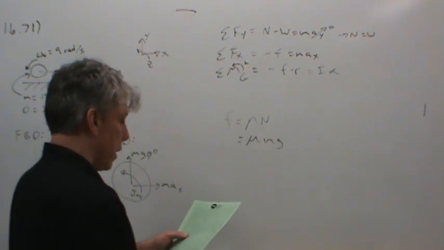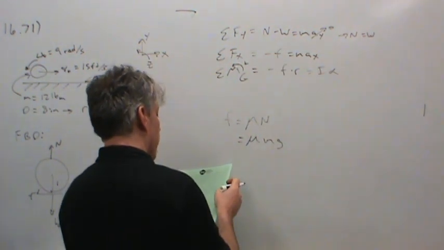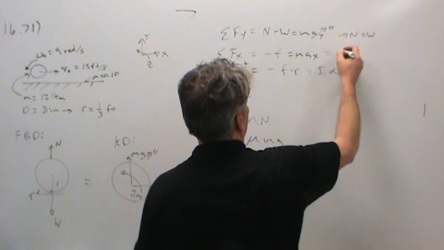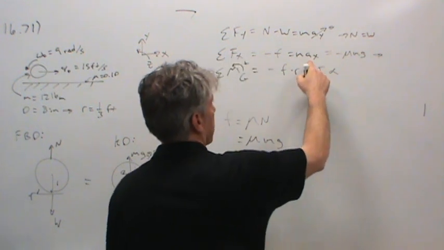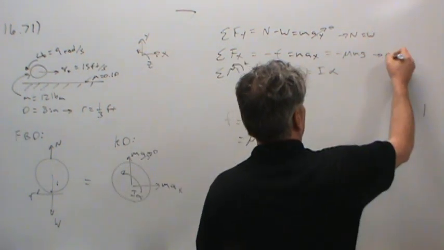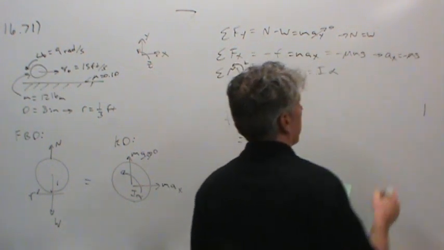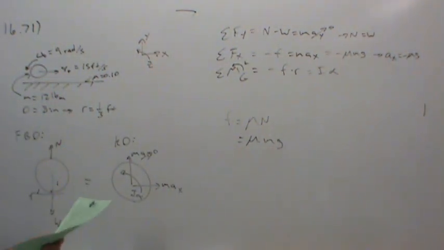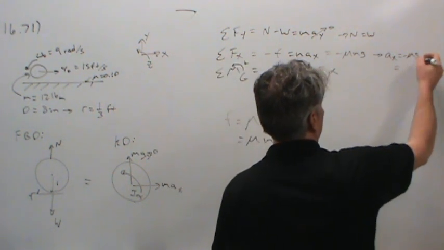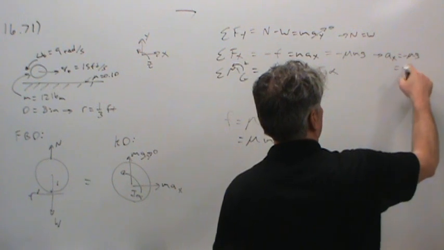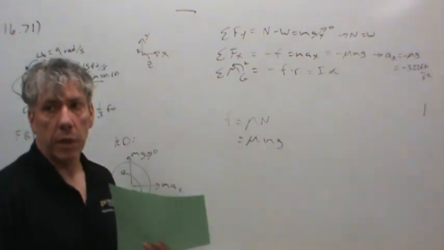Okay? So if we were to replace the friction force with mu W or mu mg, we would have ma_x equals negative mu mg. And so that tells us that the acceleration in the horizontal direction is just equal to negative mu g. In other words, the bowling ball is accelerating that way. That makes perfect sense. Okay? So we can figure out what that number is. We're in English units. 10% of 32.2 is just, well, it's negative 3.22 feet per second squared. So now we know the acceleration of the bowling ball in the horizontal direction.